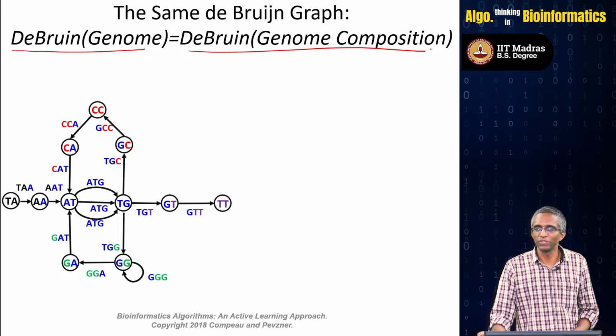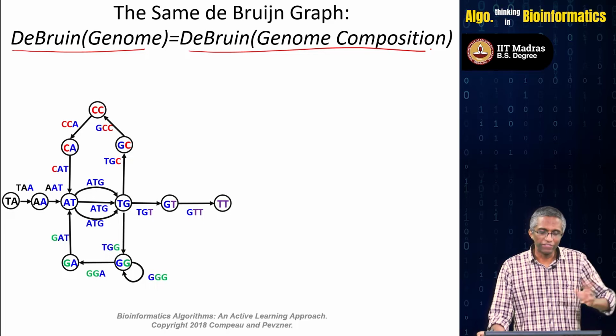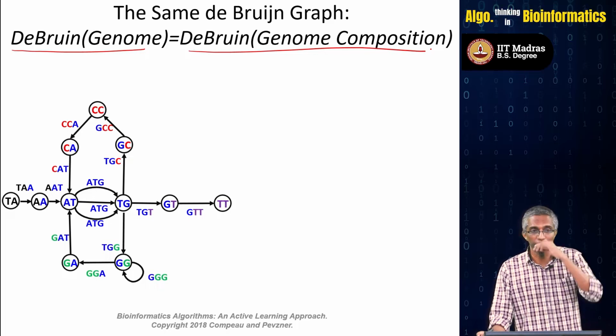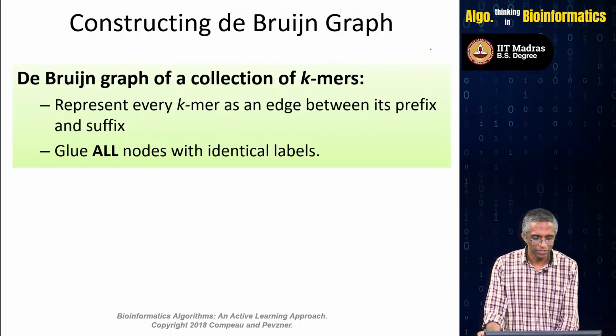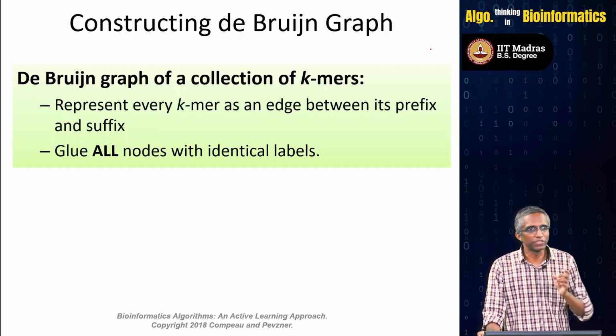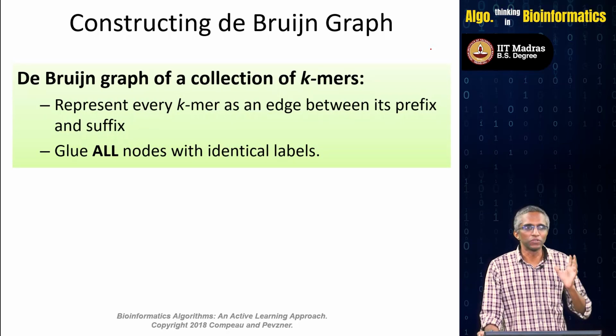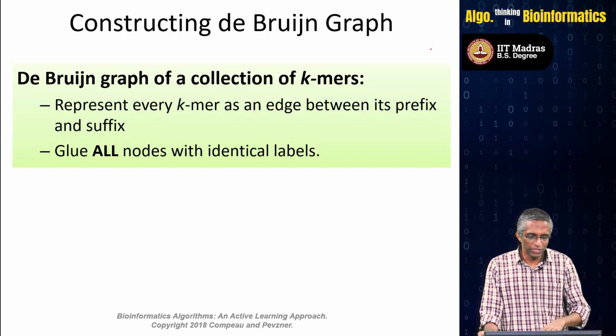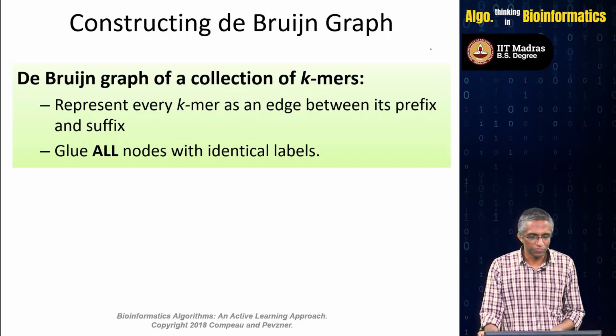Offline you can think about, for every genome, is it always the case that the de Bruijn graph that you construct from the genome will be exactly the same as the de Bruijn graph that you construct from the genome composition? But let's just move forward. We have a de Bruijn graph now that we can construct even if the genome is unknown. Now we need to figure out the Eulerian path, and that will give you the genome. Before going there, let's just summarize what we have learned so far.